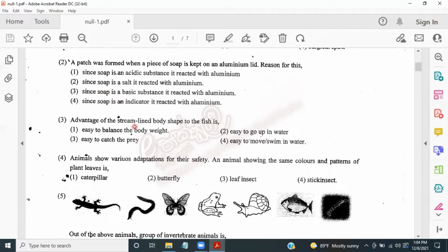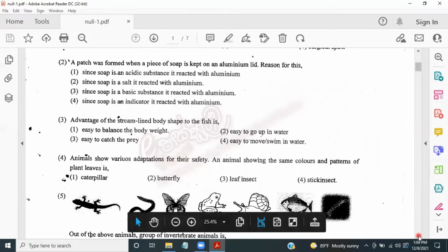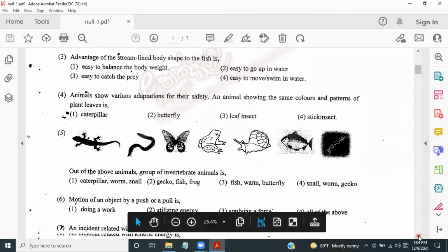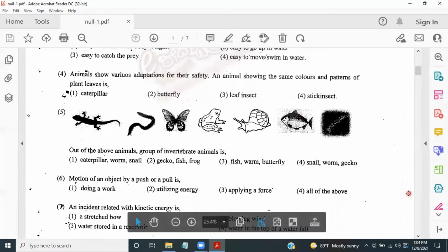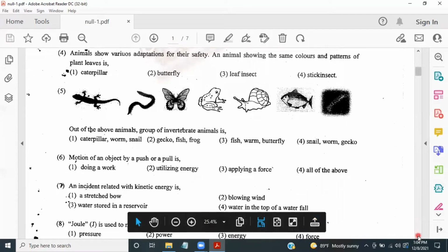Advantage of the streamlined body shape to the fish is that it is easy to move or swim in water. Question number 4. Animals show various adaptations for their safety. An animal showing the same colors and patterns of plant leaves is the leaf insect. Answer number 3, leaf insect.